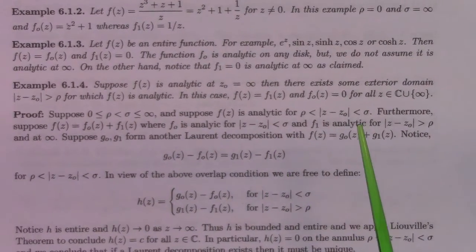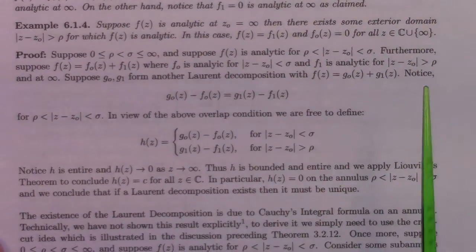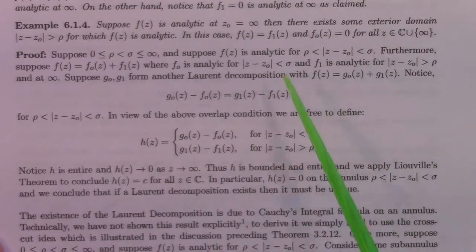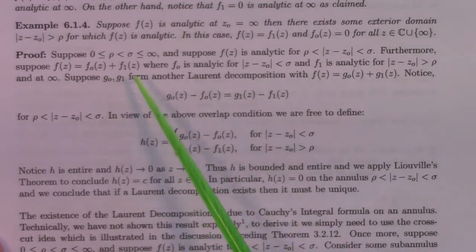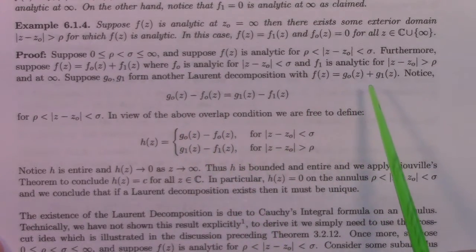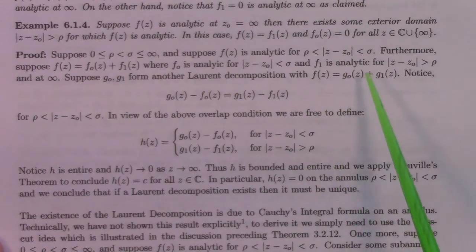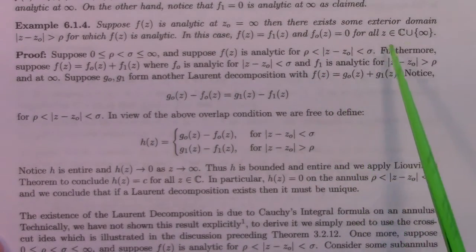The proof here, then, of the Laurent decomposition theorem consists of two parts. The first part we prove is uniqueness. If we have two Laurent decompositions, all right, say f naught plus f1 and then g naught plus g1, then if you look at their difference, right, let's see here, where is it, what did I do?